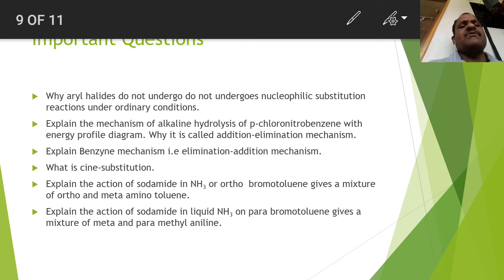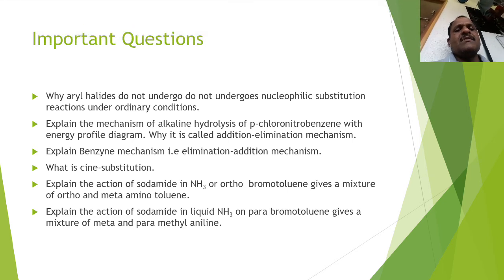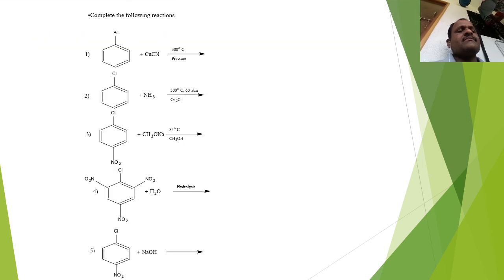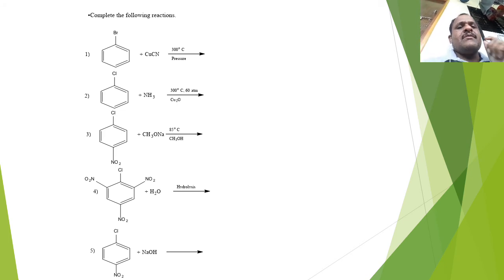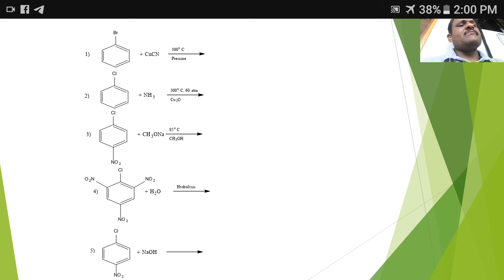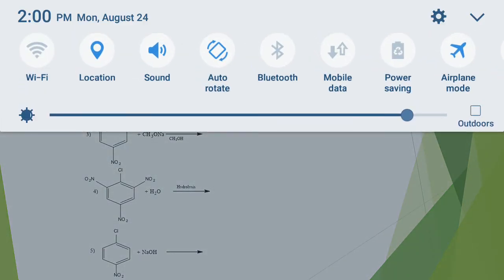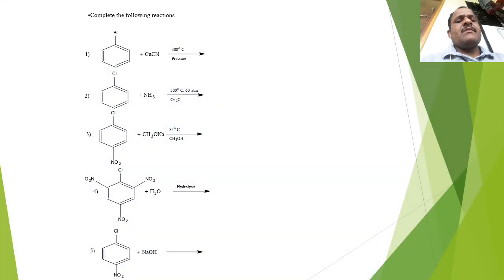So what are the important questions? These are some important questions which I have seen written here. You have to answer those questions and complete the following reactions. Again, we have some nucleophilic substitution reactions on benzene, on haloarenes. You'll get different products, so you have to keep that in mind. Okay.